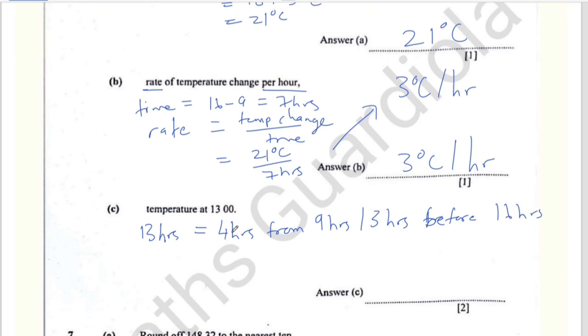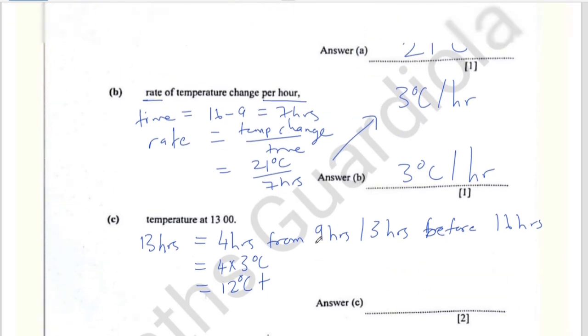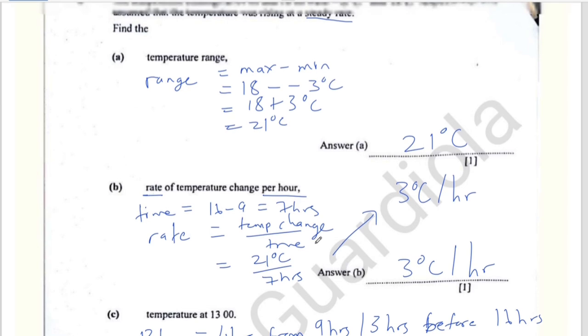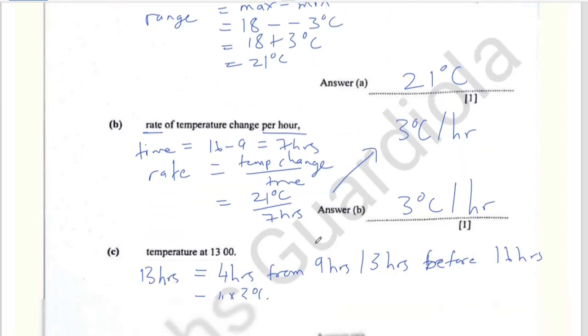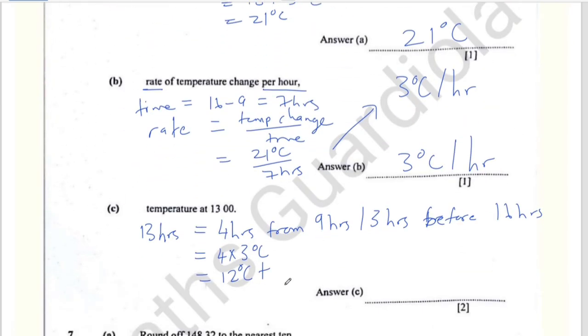All right, so now let's calculate using the first method, starting from 9 hours. So 4 hours times 3 degrees per hour gives the temperature change. That's going to give us 12 degrees Celsius. Then we add the 12 degrees Celsius to the initial temperature at 9, which was minus 3. So we're going to say 12 plus minus 3 degrees Celsius, and we get 9 degrees Celsius.